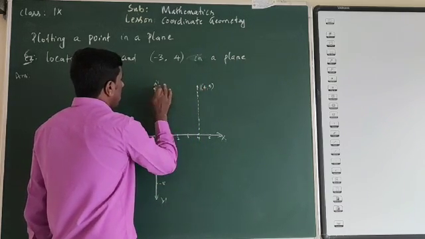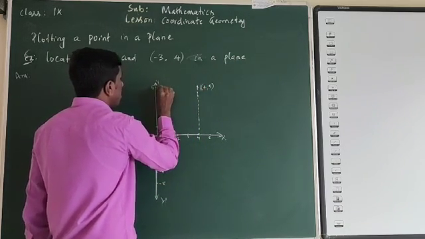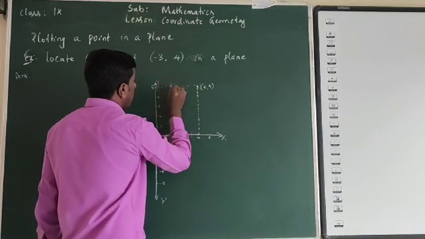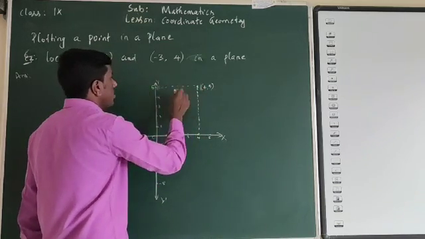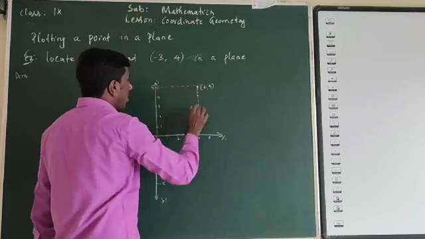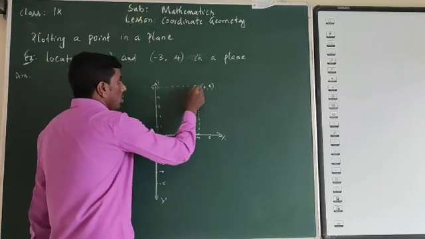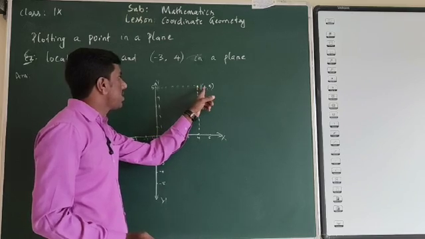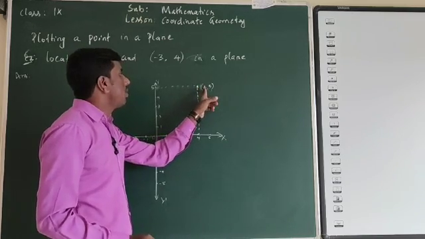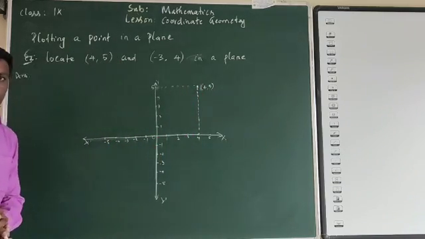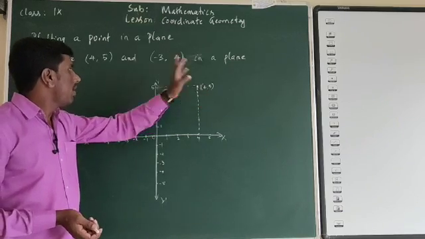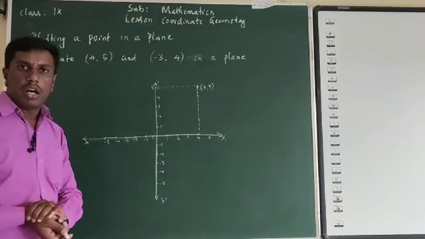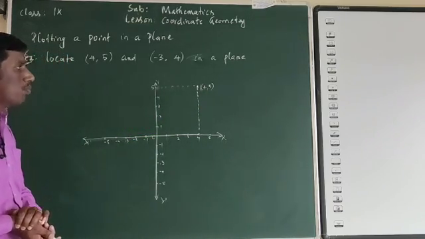From that point, you can draw dotted lines perpendicular to the x-axis and perpendicular to the y-axis. So that will be locating the point. So this is the point which represents the coordinates (4, 5). So the point will be here. This is the way of locating the point.